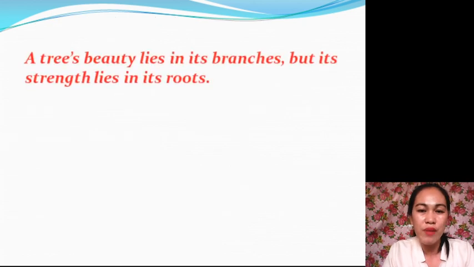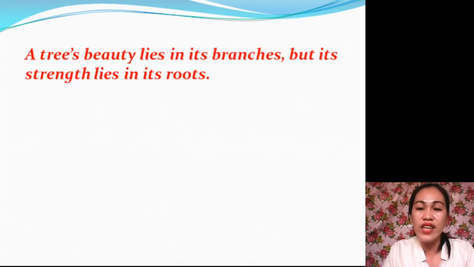So class, remember that a tree's beauty lies in its branches, but its strength lies in its roots.